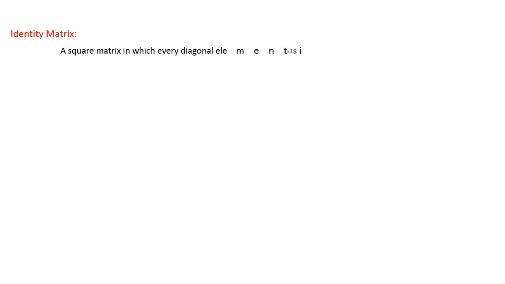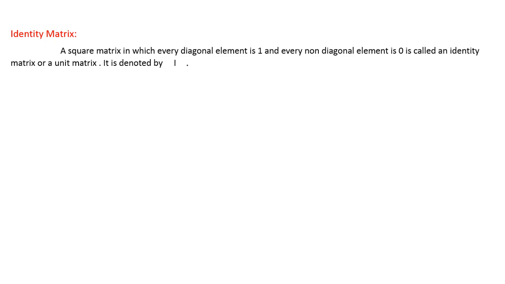Identity matrix. A square matrix in which every diagonal element is 1 and every non-diagonal element is 0 is called an identity matrix or a unit matrix. It is denoted by I. I is equal to the matrix having elements 1, 0, 0 and 1.